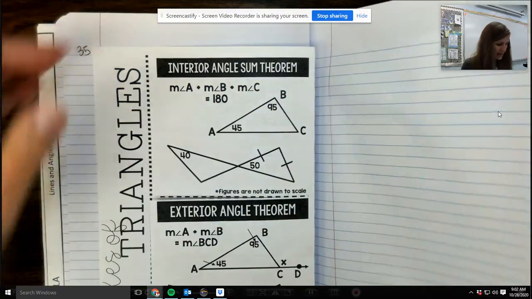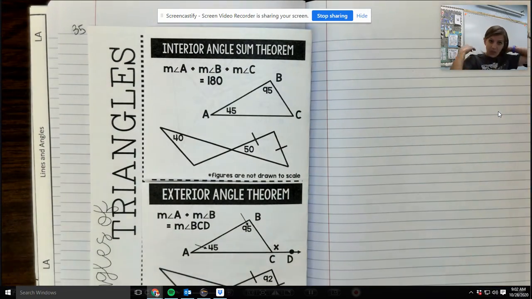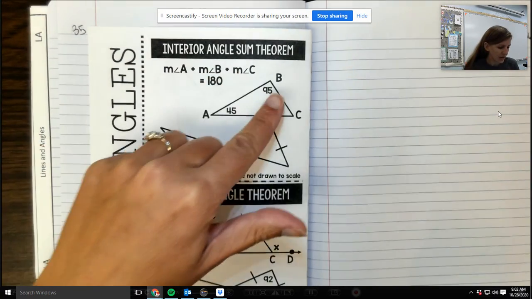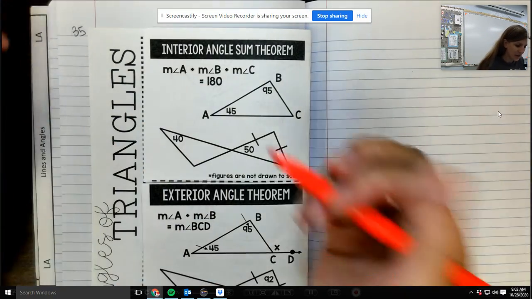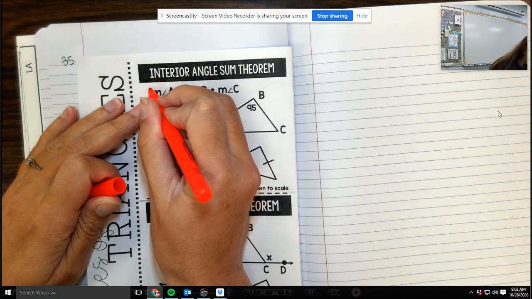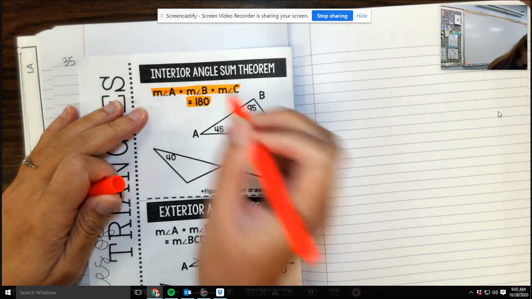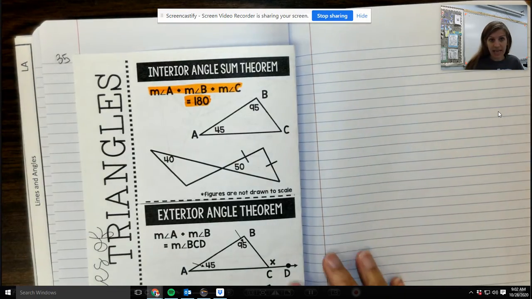Okay, so going back to 35, we talked about our triangle sum theorem, which essentially says the three angles of a triangle add up to equal 180. So our interior angle sum theorem or our triangle sum theorem, you probably already knew the three angles inside of a triangle add up to equal 180. So we're going to practice some problems like that.